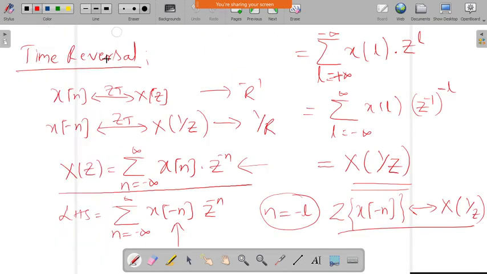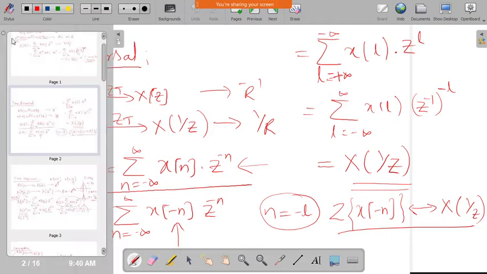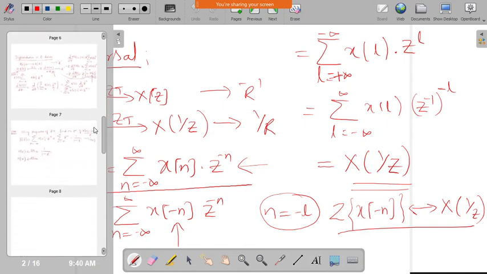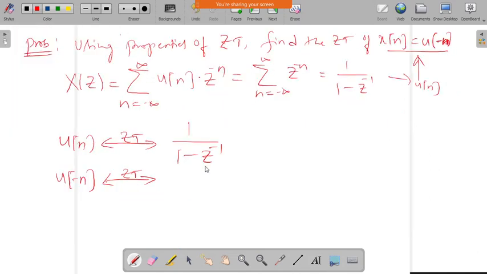You can see wherever x of minus n, if n is changed to minus n, z will change to 1 by z, right? So you need to use that property. Now wherever z is there, you put 1 by z. So this will give the corresponding z transform as 1 over 1 minus 1 by z inverse. Okay. So this will give again 1 over 1 minus z. So this is the z transform of u of minus n. Is it understood?